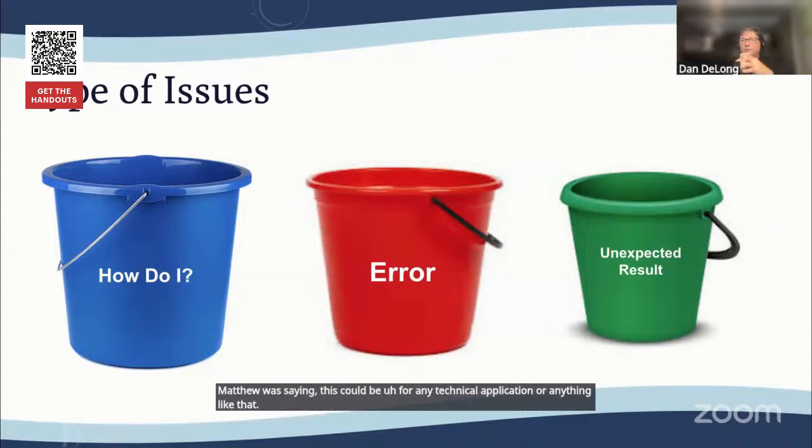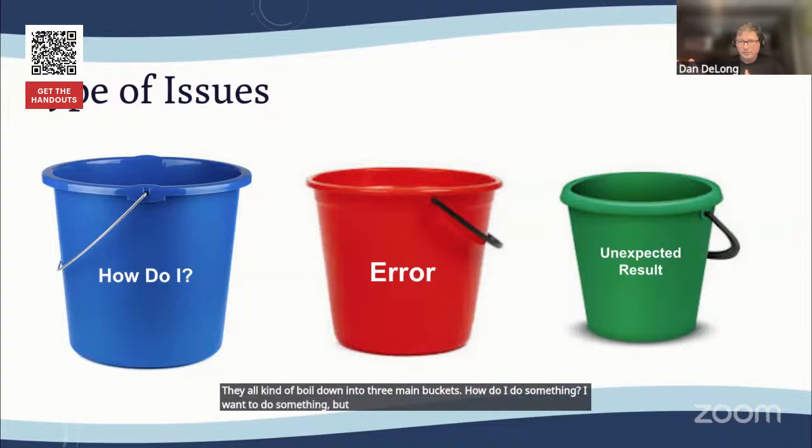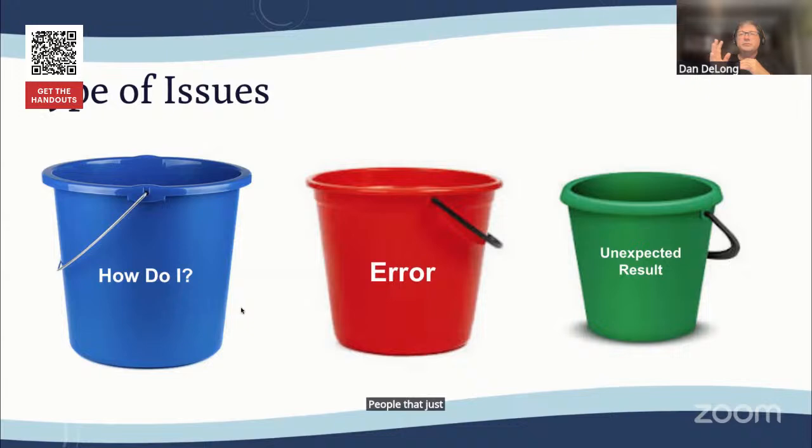They all kind of boil down into three main buckets. How do I do something? I want to do something, but I don't know how to navigate to do that. They would refer to it as business, not business acumen, but business usage. Those were the how do I types of questions, people that just didn't understand how to do one thing or the other.